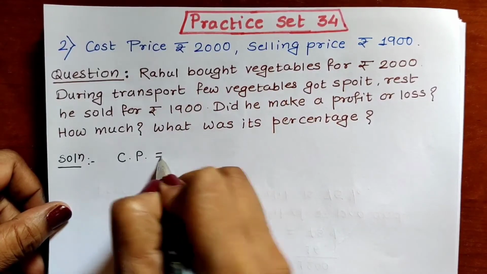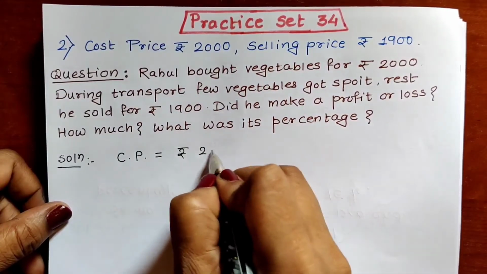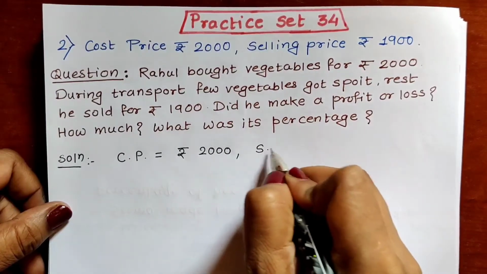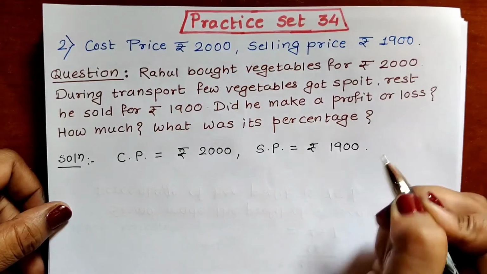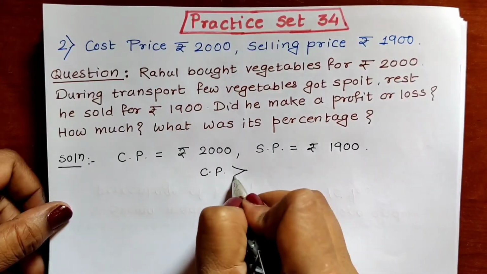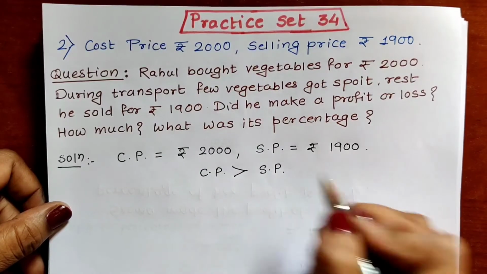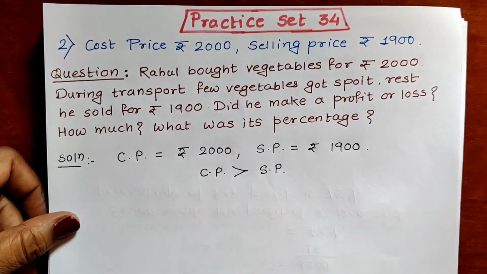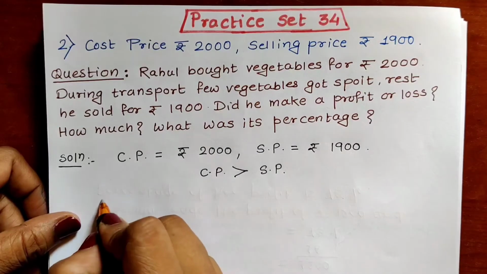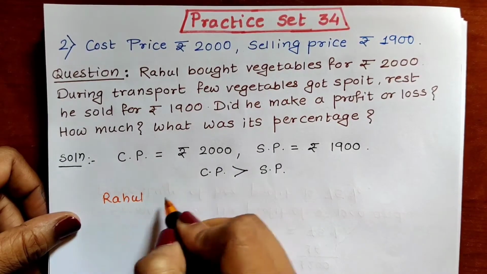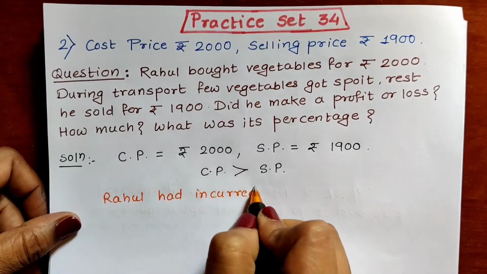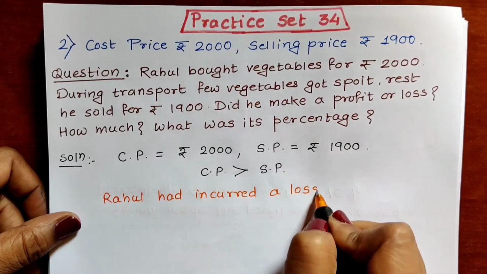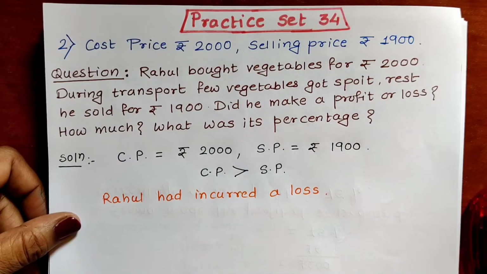CP, cost price, is equal to rupees 2000. SP, selling price, is equal to rupees 1900. CP is greater than SP and therefore there is a loss. So I write here: Rahul had incurred a loss. Now loss is there, that means we will have to apply the formula of loss.